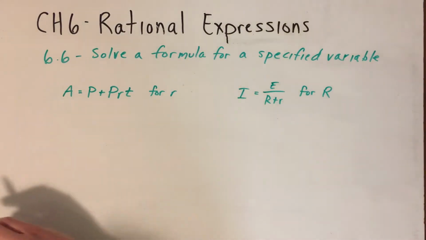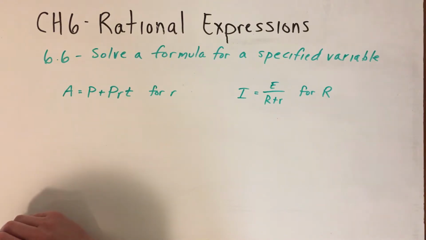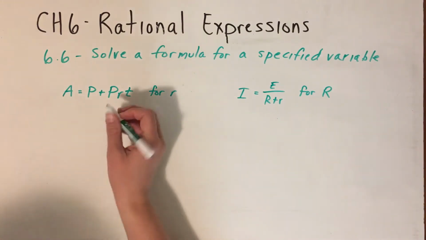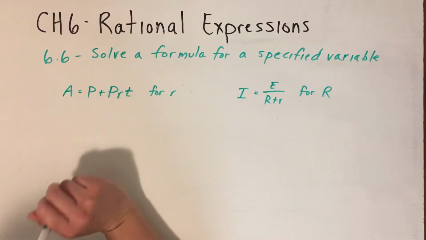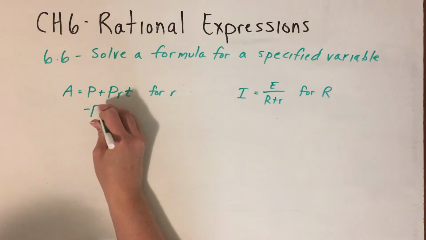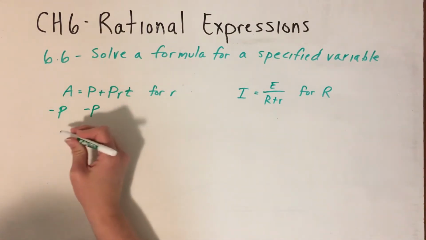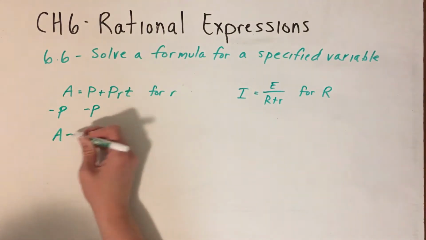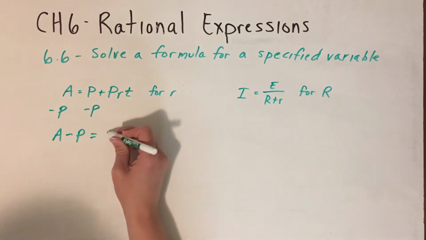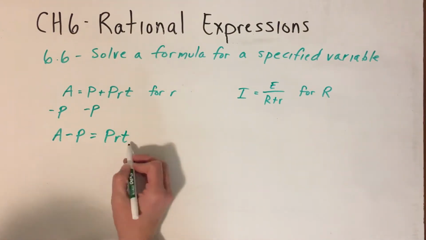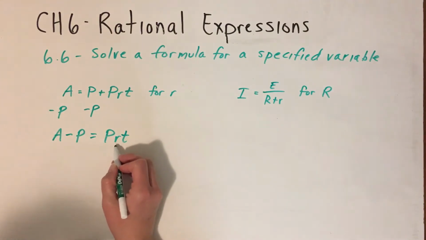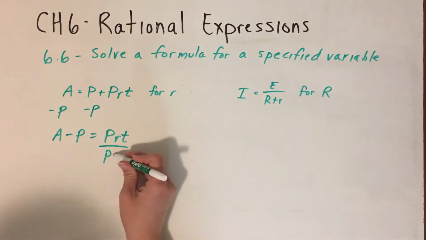So, we would do this by, you could factor out these p's, or you could say, hey, I want to get the p away, so I'm just going to subtract this p over. So I would have a minus p is equal to prt, and then the p and the t are related to this r through multiplication, so to get rid of them, we would divide.